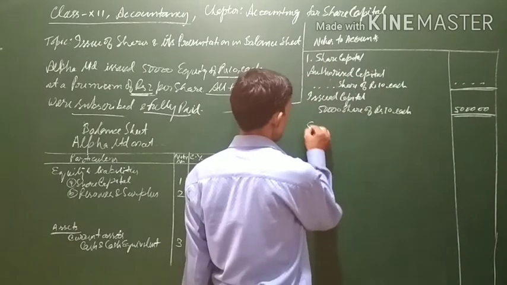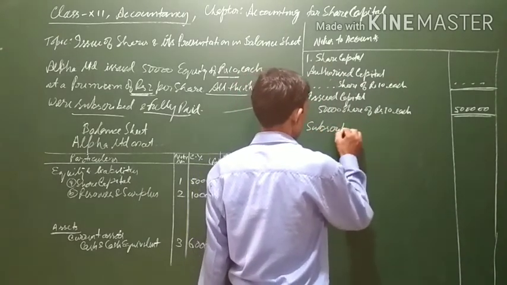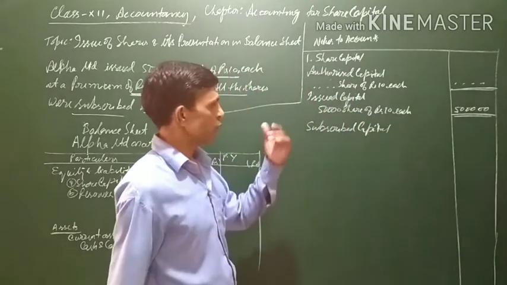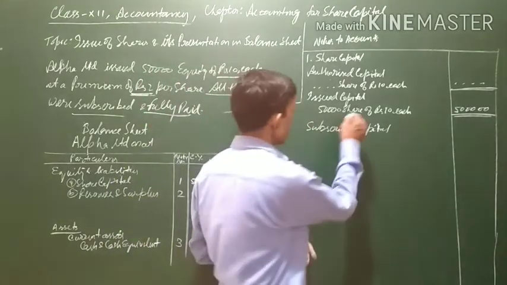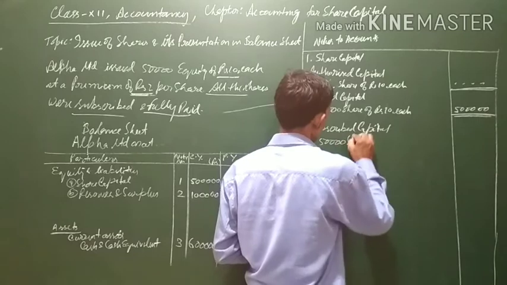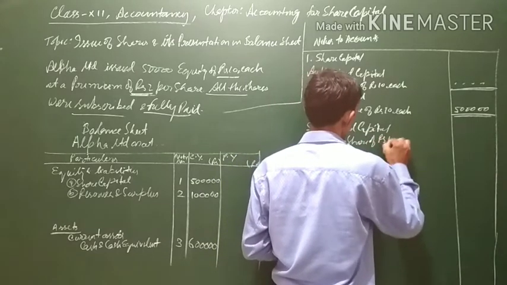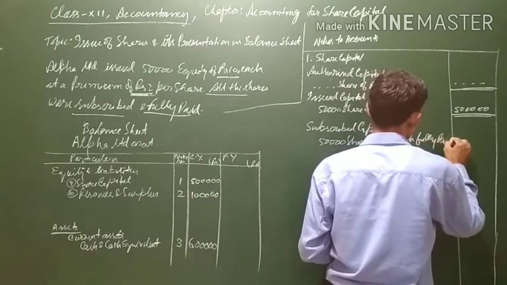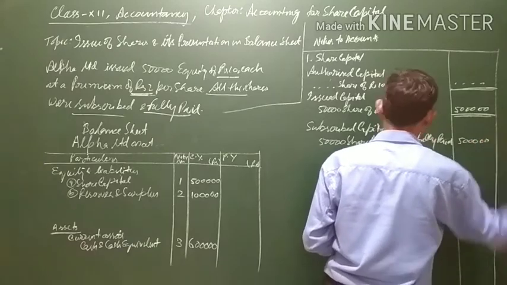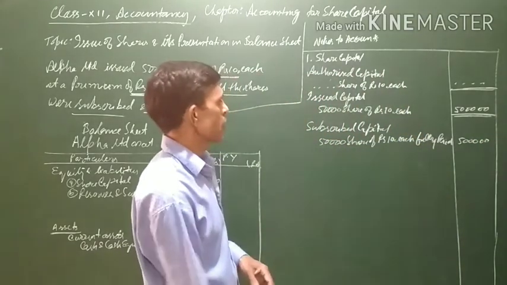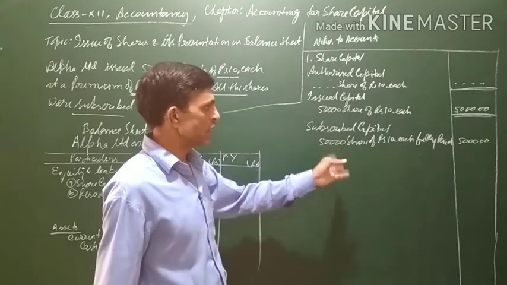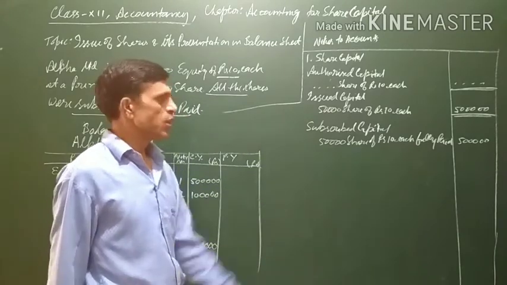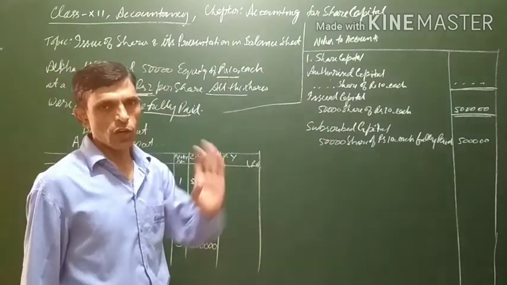Now issued capital, then subscribed capital. All the shares which were issued were sold out, or you can say subscribed. So in the subscribed capital also the same thing will be written: 50,000 shares of rupees 10 each, fully paid. This is the subscribed capital. Sometimes subscribed and fully paid and subscribed but not fully paid are both mentioned, but here all the shares have been fully subscribed and paid. So subscribed but not fully paid will not be mentioned here.